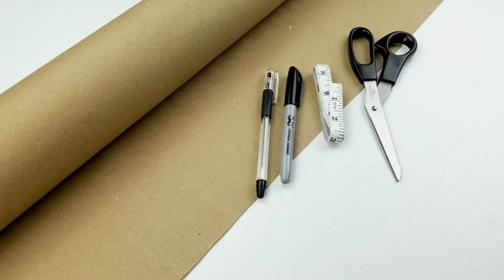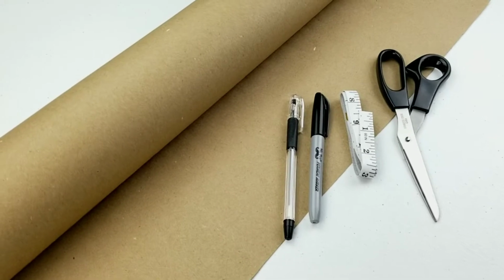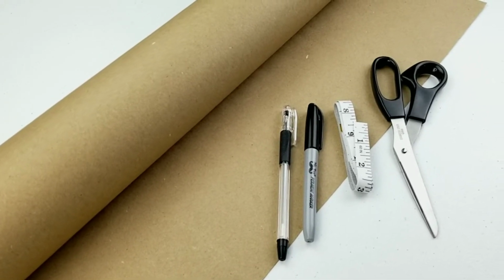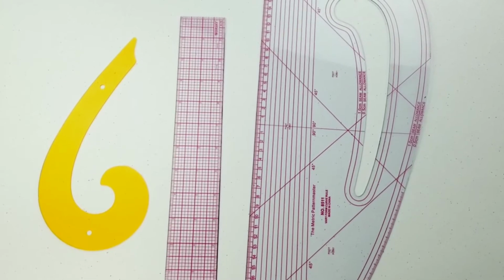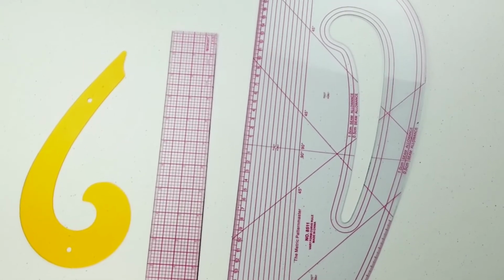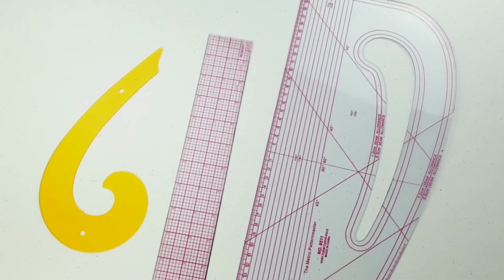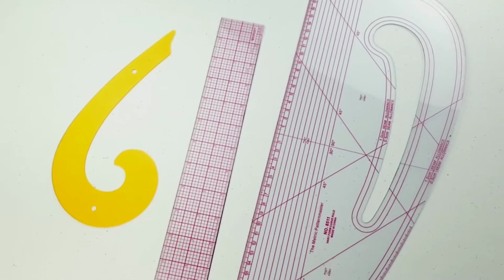And as usual, I'm using pattern drafting paper. I'm using paper, scissors, marker, pen, and a tape measure. And then I'm also using all the same rulers that I used when drafting my basic bodice block. That's just to help me trace out the pattern a little better so I have smooth lines everywhere.